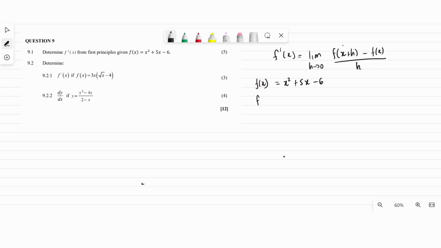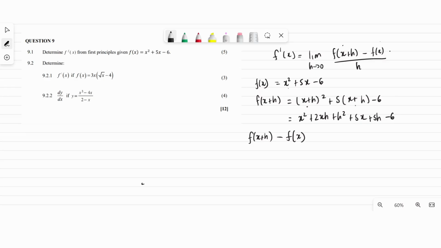Then I need to find f of x plus h, which is wherever I see x, I'm going to substitute by this. So I'm going to expand this and distribute the 5 here. So let's do that. Then we're done finding f of x and f of x plus h. Then just to make it simpler, I simplify the numerator outside. So I'm going to find f of x plus h minus f of x, which is just the numerator, right? Then I'm going to substitute together.